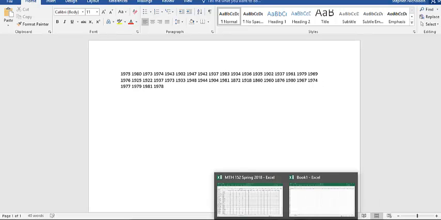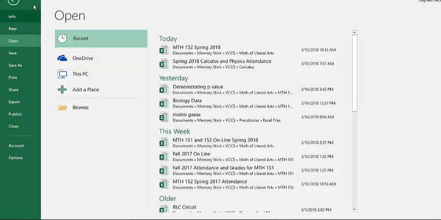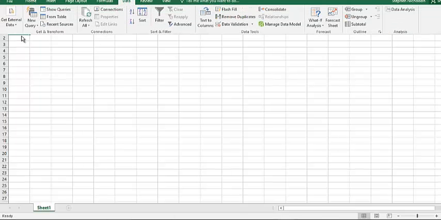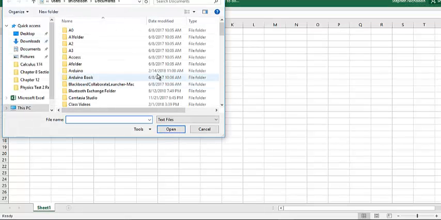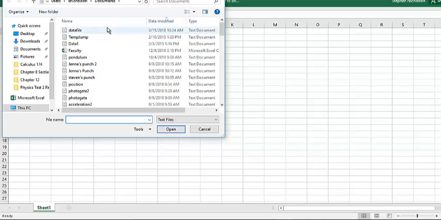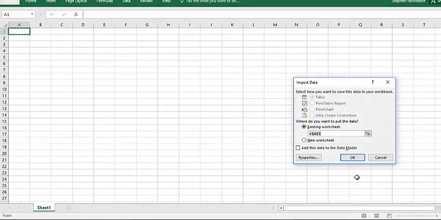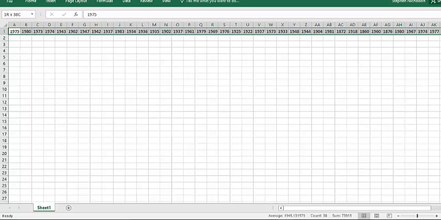Now I'm going to read that data into Excel. So get external data from text file. And there's my file. And so there's all my data points. They're in a row instead of a column.